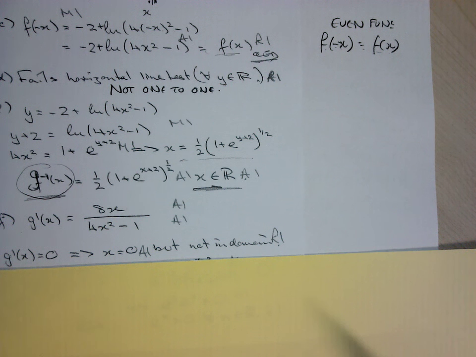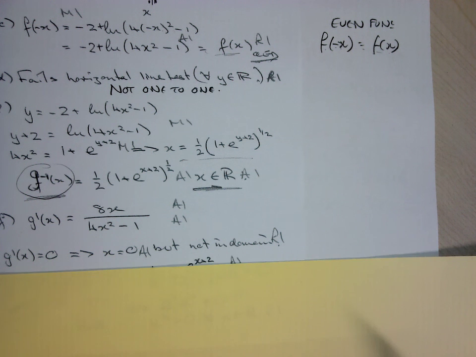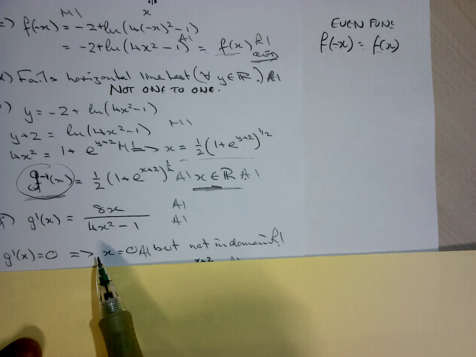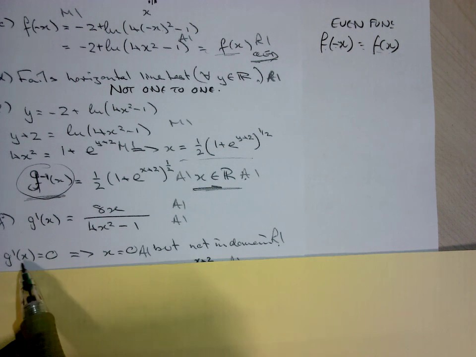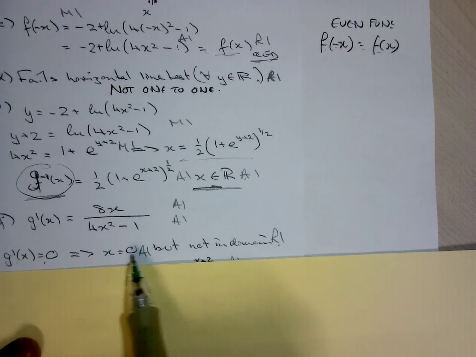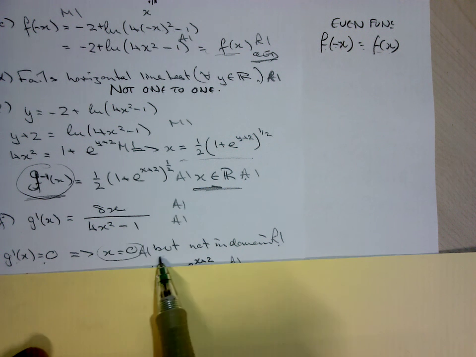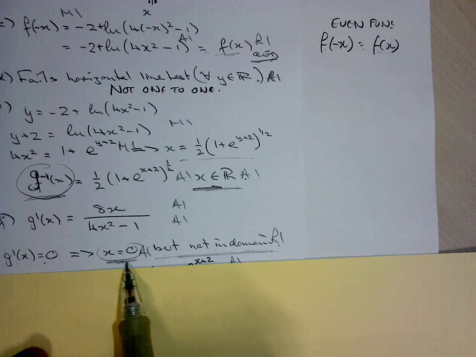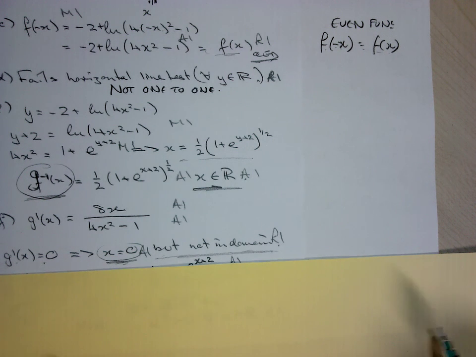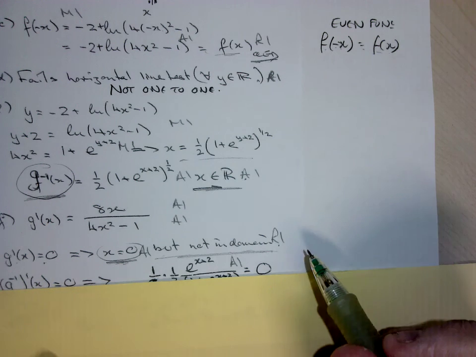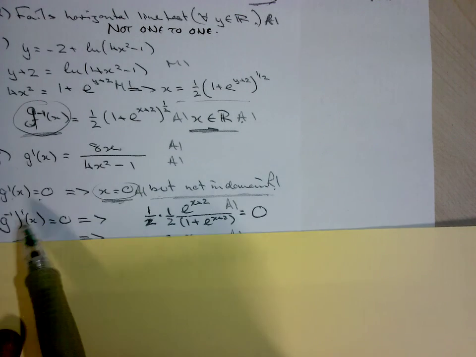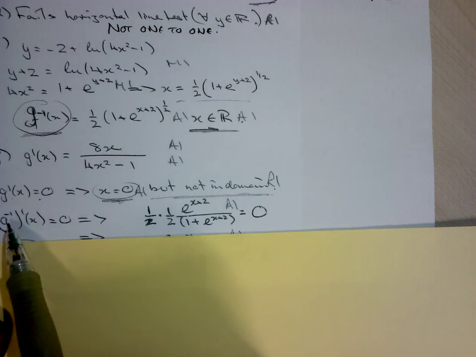Then on to g, two parts to g. First of all, show that g'(x) = 0 does not have a solution, so let's look for them. g'(x) = 0 requires 8x to be 0, which requires x to be 0, but that's not in the domain. So you have to realise, yes, you get a number out of the algebra, but it's not in the domain of this new function. So therefore, no solution.